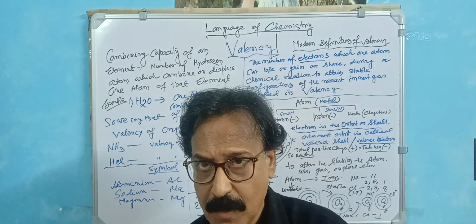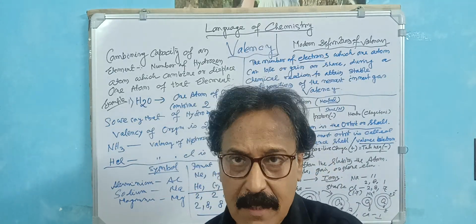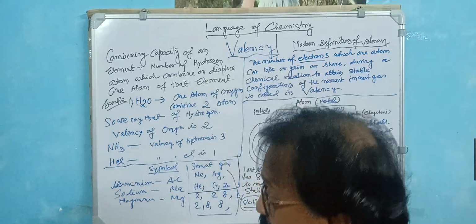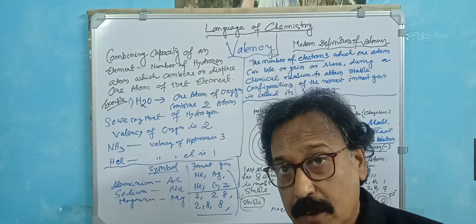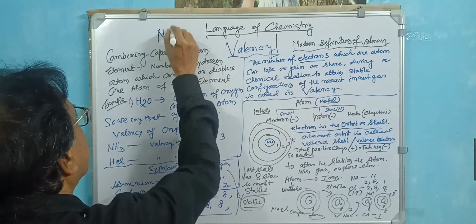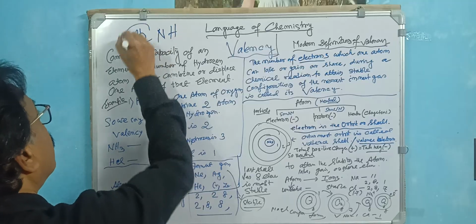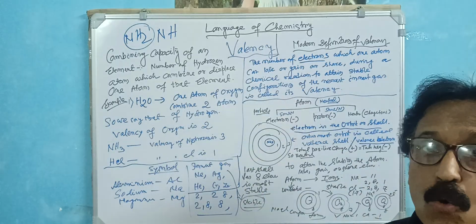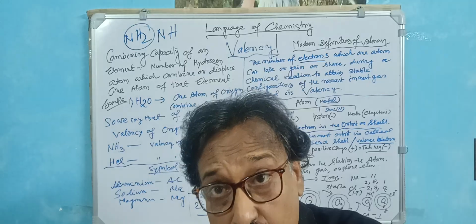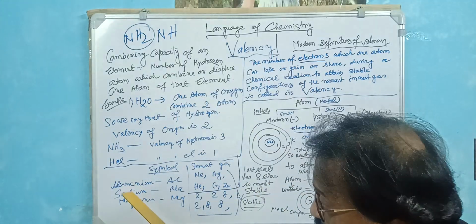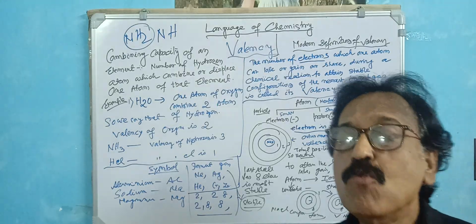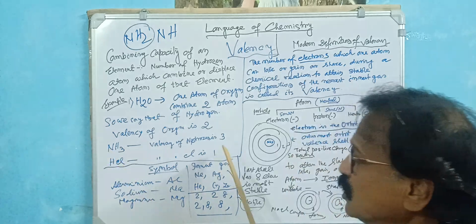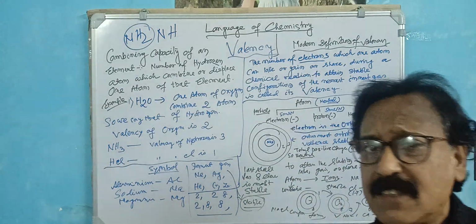What is valency? Valency means the combining capacity of a certain atom of an element combined with a number of hydrogen atoms. Here nitrogen combined with hydrogen, but NH and NH2 do not form a compound. NH3 means one atom of nitrogen at least combined with 3 atoms of hydrogen to form ammonia gas. That means you conclude the valency of nitrogen is 3. That is the tendency of the different elements.